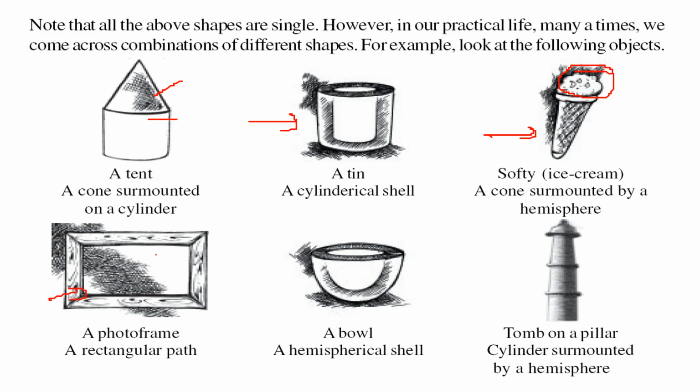We have two rectangular regions, you can say, and we have a rectangular path. This is a bowl, a hemispherical bowl. This is a tomb on a pillar, which is actually a cylinder, which is surmounted on a sphere or a hemisphere. This is a hemisphere, and you have a cylinder here.